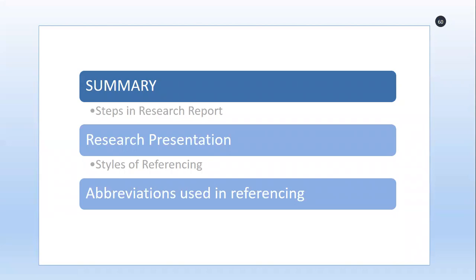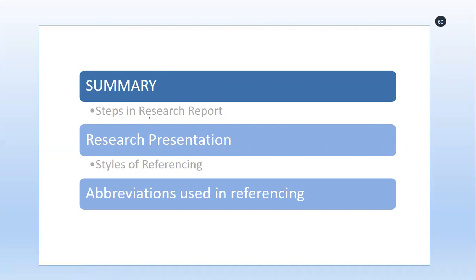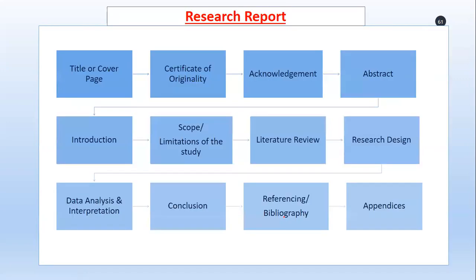Now, when we're talking about the summary for today's lecture, it will be highlighting, what? It will be highlighting the steps in a research report. It will take care of research presentation. It will talk about styles of referencing, and at the end, we'll see the abbreviations which are used in referencing. So let's start with the research report steps.